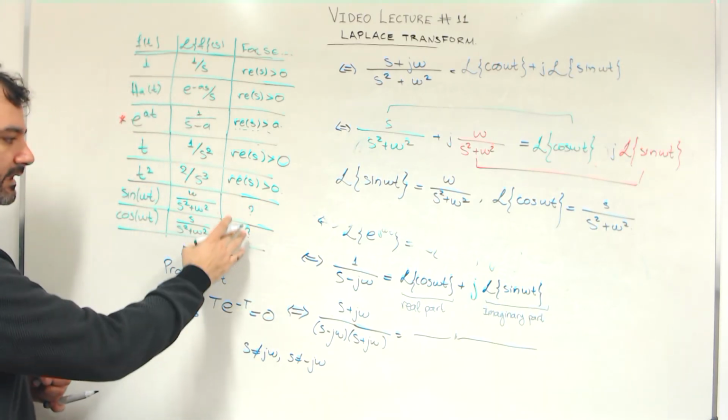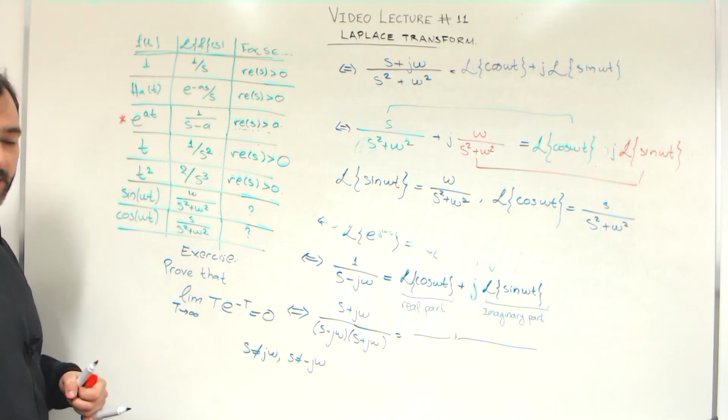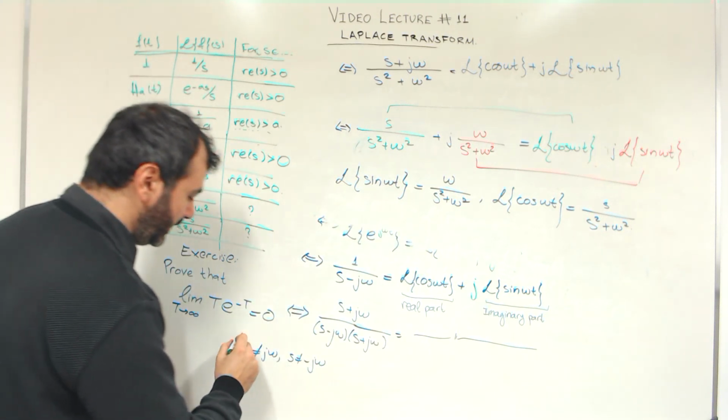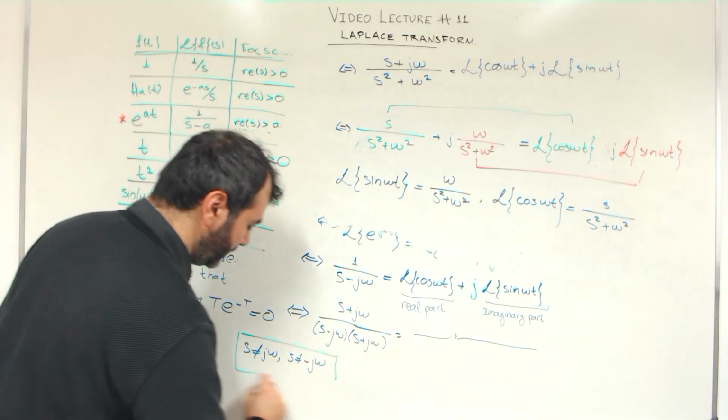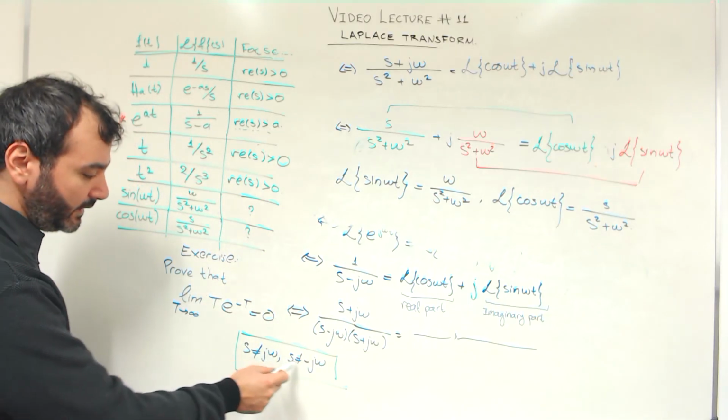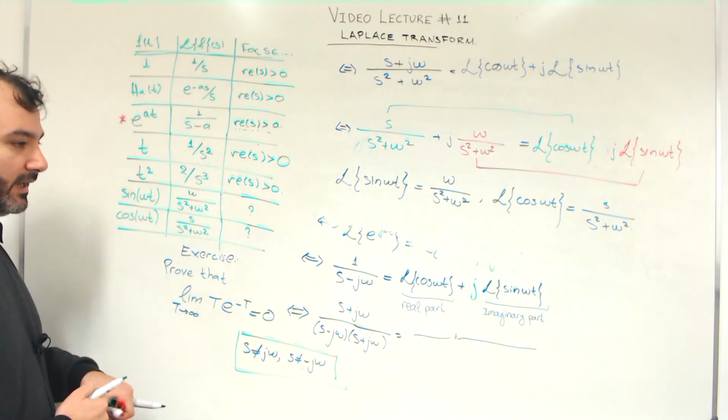Now, what is the domain of each of these Laplace transforms? I will leave this to you as an exercise. We gave a hint over here that s is not allowed to be j omega and minus j omega.